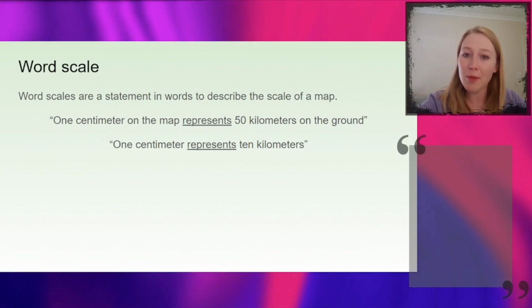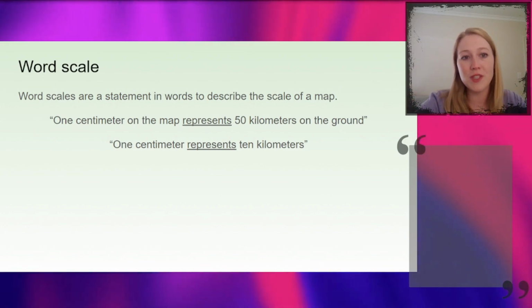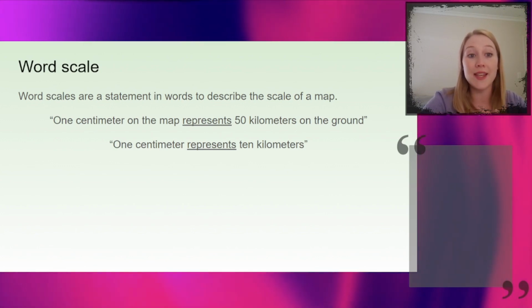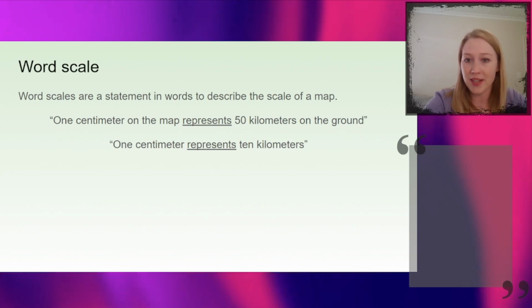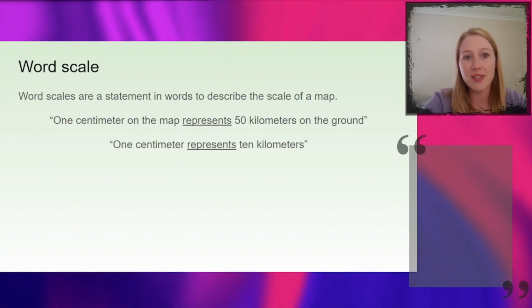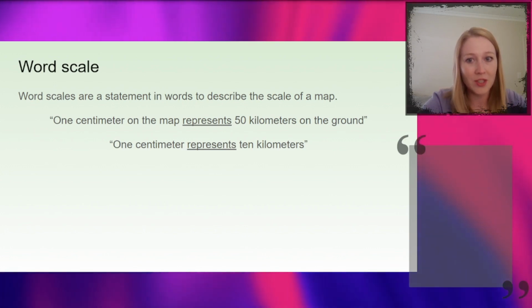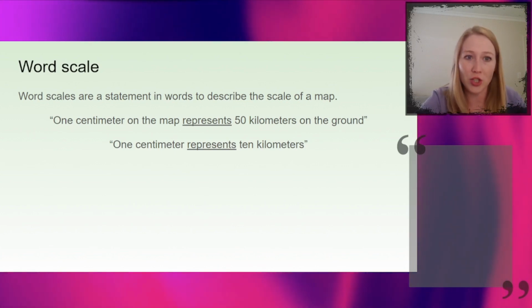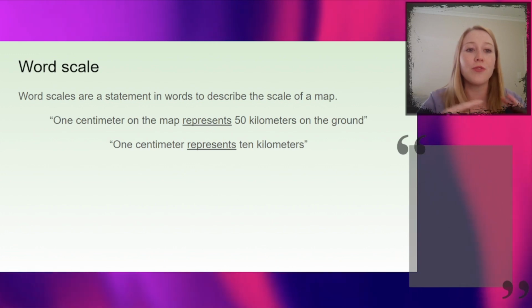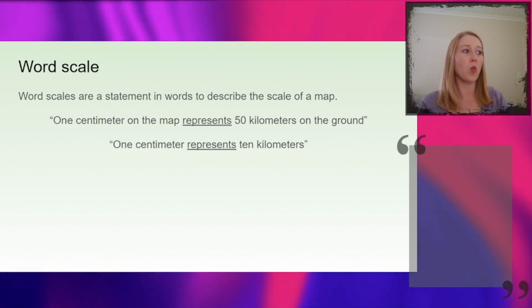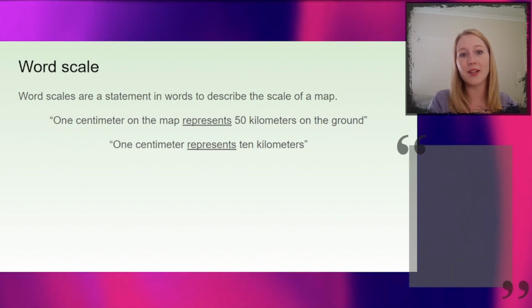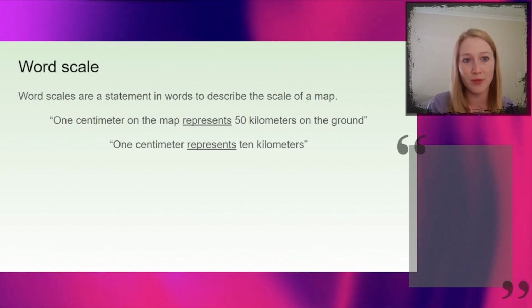So I have these two examples over here. 1 centimeter on the map represents 50 kilometers on the ground. So it's a way of saying the scale. 1 centimeter represents 10 kilometers. So this is a shorter version. I usually use the second one when I'm actually talking, but the full scale would be 1 centimeter on the map represents 10 kilometers on the ground.